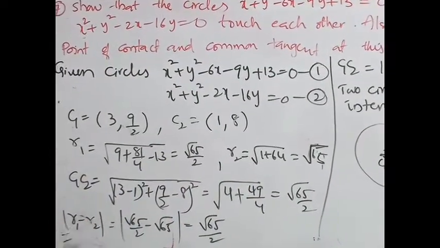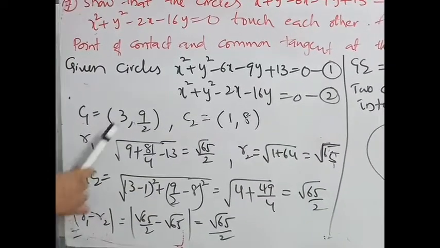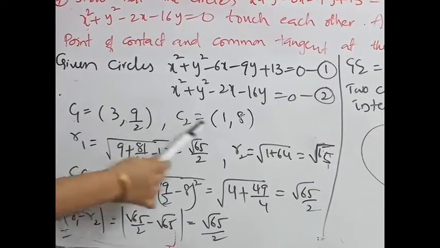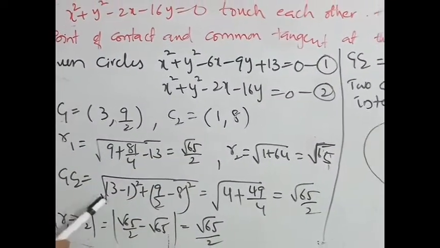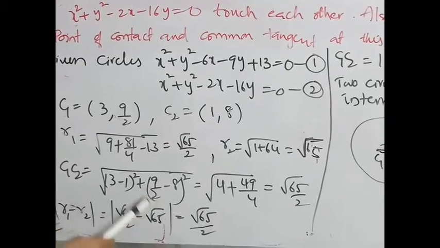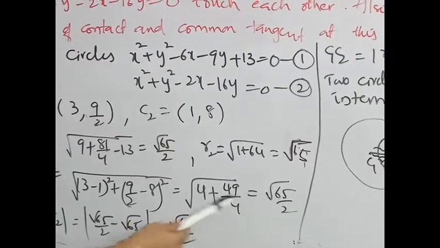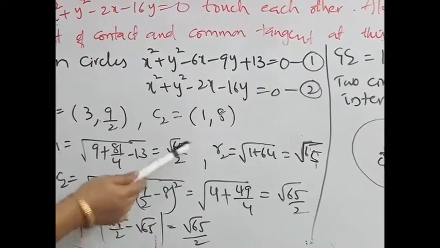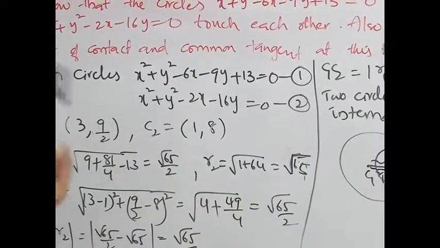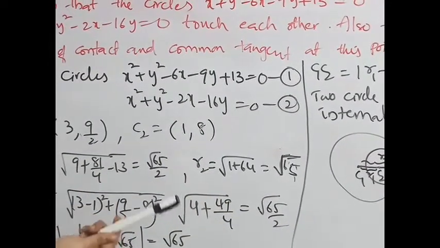So afterwards, we should find out the C1, C2 distance. Distance between two points, again, root of (x1 minus x2) whole square plus (y1 minus y2) whole square. After solving this, 2 square is 4, here it is 49 by 4, take LCM, then root 65 by root 4 means 2. Now, what you observe when you are adding these two, 1 plus 1 by 2 is 3 by 2. When you are subtracting, 1 minus 1 by 2, then 1 by 2 will come.